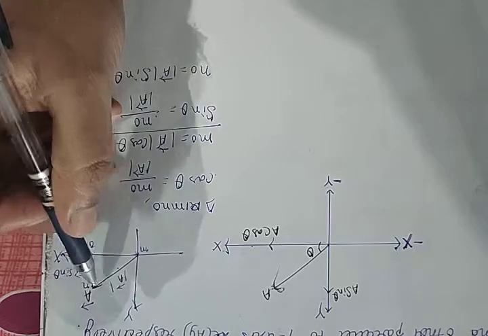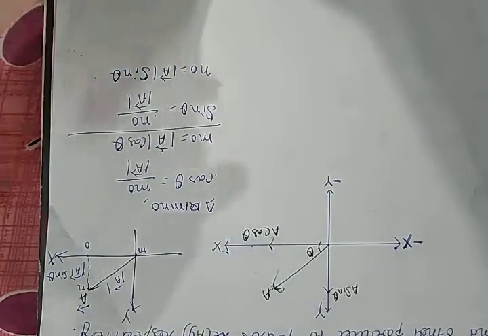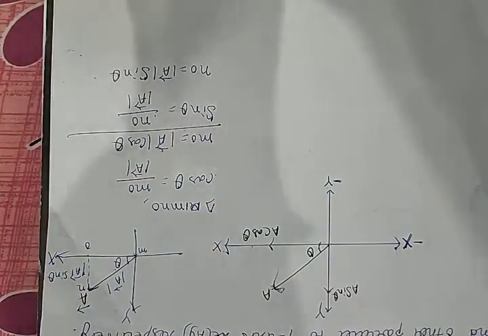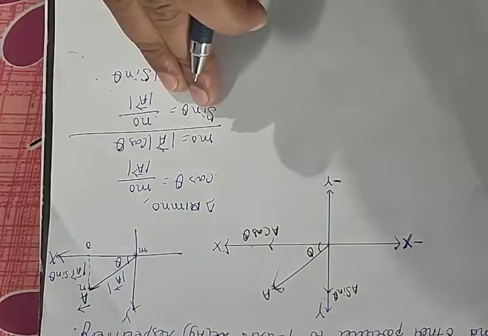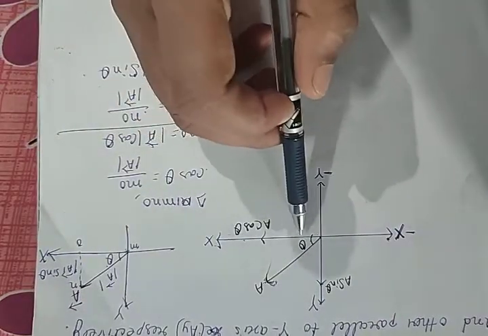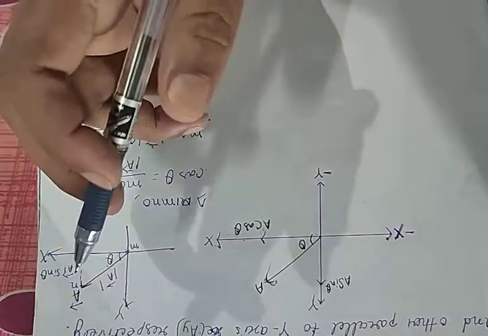So that means you can break a vector into two parts. One part is called your cos component, and other part is called your sin component. So how can you identify which part is cos component and which part is sin component? Always remember that the axis which is adjacent to your angle theta is always your cos component.